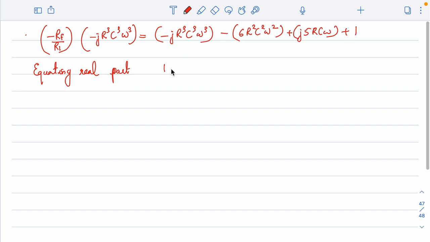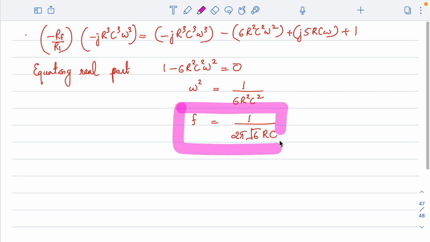When I equate the real part, what I get is 1 minus 6 R square C square omega square is equal to 0, because on the left-hand side there is a minus j term, so there are two terms without j, and I equated those. That means omega square can be written as 1 by 6 R square C square, or f can be written as 1 by 2 pi root 6 into RC, which is the frequency of oscillation expression. So for an RC phase shift oscillator with an op-amp circuit, the frequency of oscillation is 1 by 2 pi root 6 RC. Similarly, I equate the imaginary part.